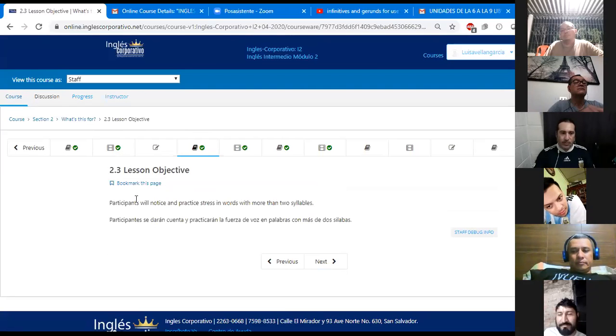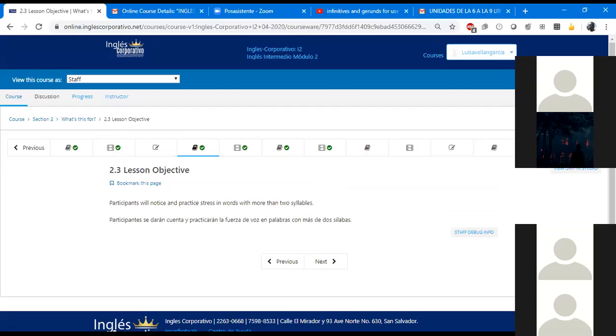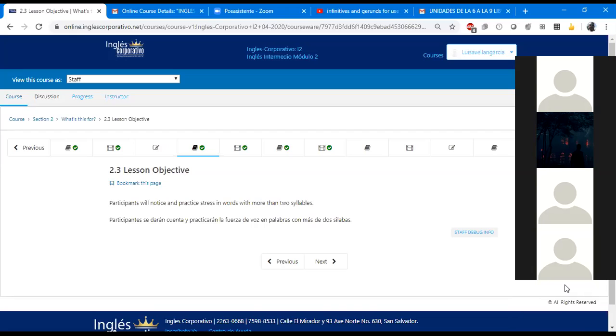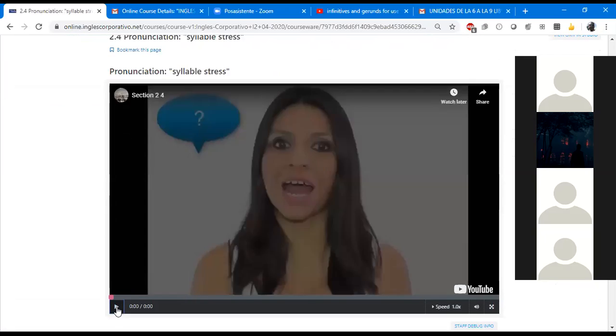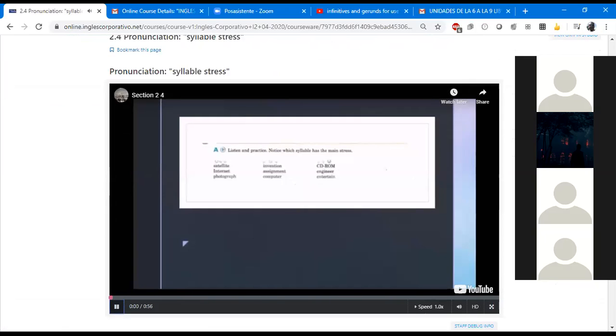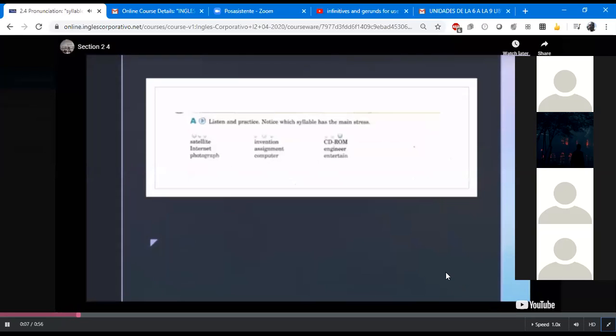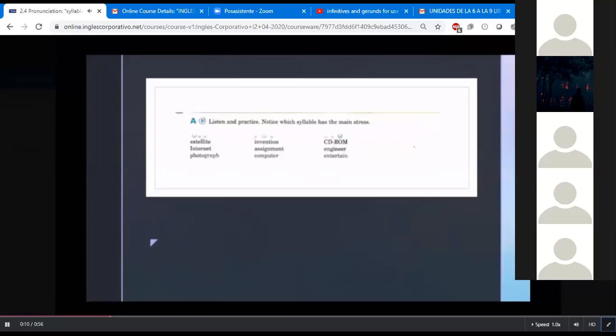Aide, can you please read the first objective here? Okay, teacher. Participant will note and practice stress in words with more than two syllables. This is an exercise for pronunciation. It says participant will notice and practice stress in words with more than two syllables. Pronunciation, syllable stress. Part A, listen and practice. Notice which syllable has the main stress.